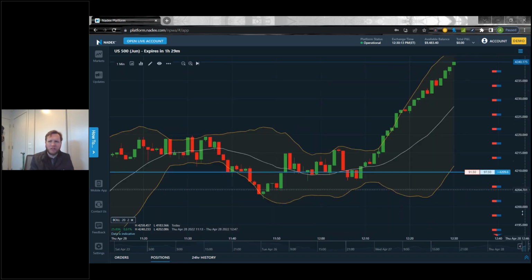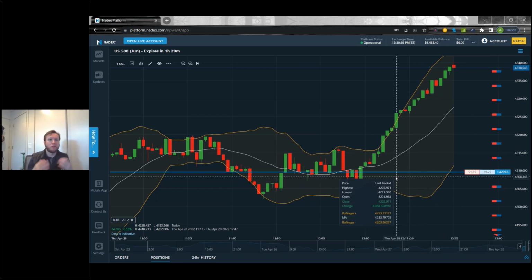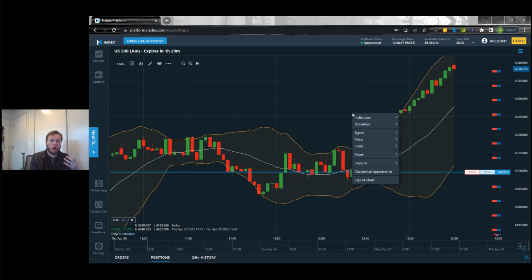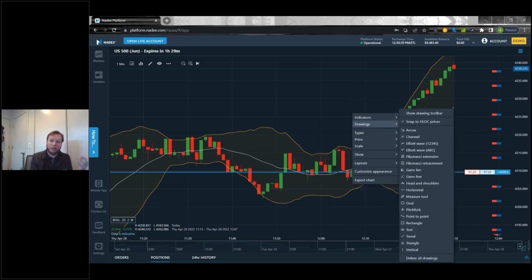Let me drop this down. This right-hand section of the platform right here. When it is selected to linear, basically what you're going to see is the absolute price, the numerical price of the underlying market. So we have 42.20, 42.15, 42.10, right? Those are the numerical prices of that US 500 futures contract, that underlying market there. That's going to be the default when you first open up your platform.